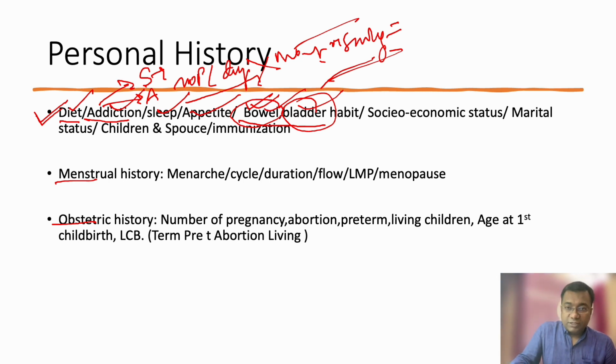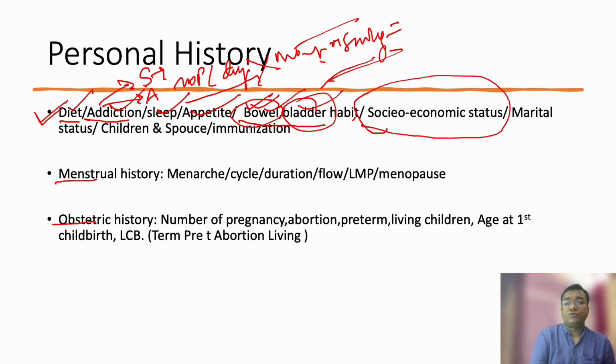Now socioeconomic status. Socioeconomic status is very important because there are certain diseases which are prevalent in the lower socioeconomic group, and certain diseases which are prevalent in the higher socioeconomic group with sedentary lifestyle. Next is marital status, the status of children and spouse. You need to write whether the patient is married or not, if married whether the patient has children or not, and what is the status of the spouse. Are they healthy or not?